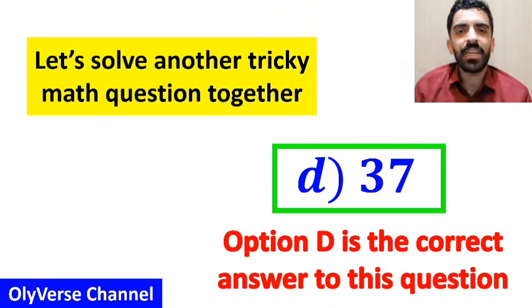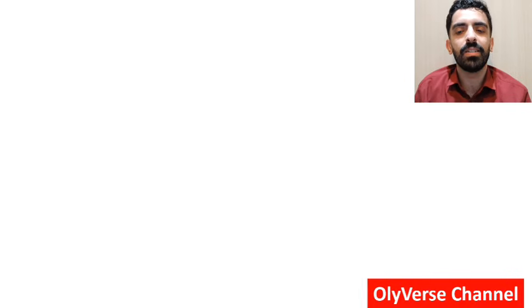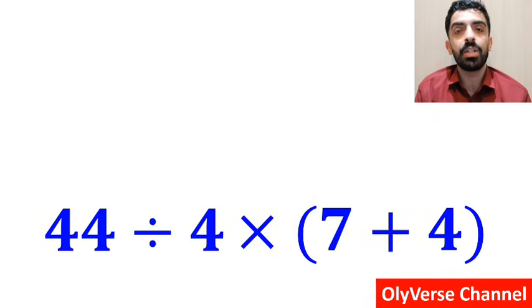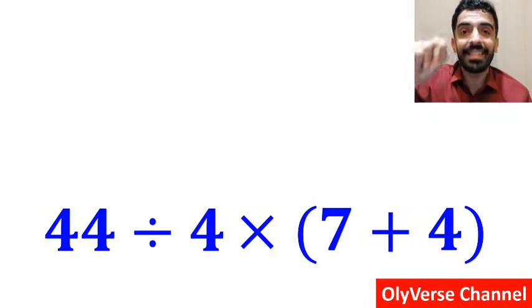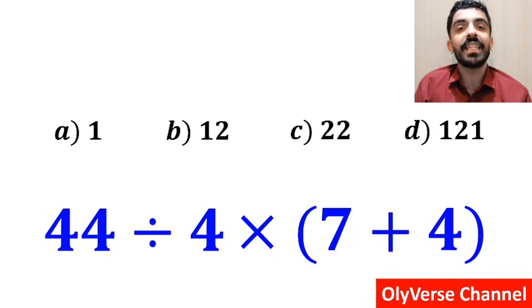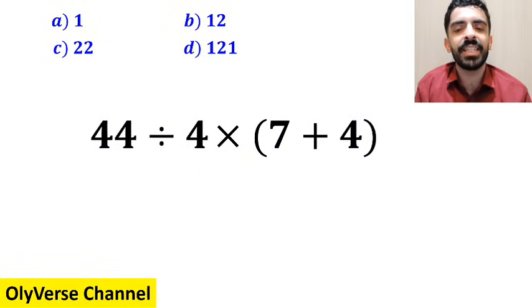Alright, now let's solve another tricky math question together. What is the value of the expression 44 divided by 4 times open parenthesis 7 plus 4 close parenthesis? Which option do you think is the correct answer to this question? Let's take a closer look and solve it together.